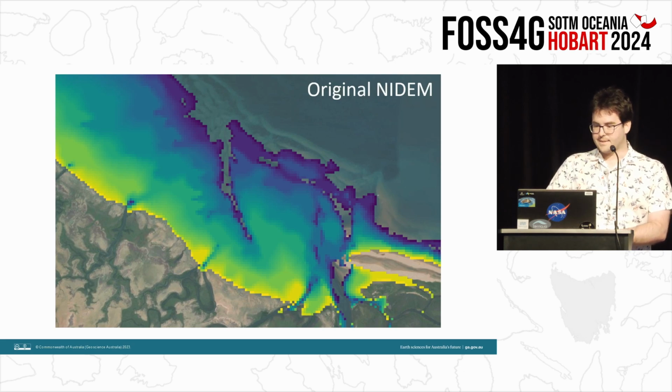So this is what our original data set looked like. This was the NIDEM data set we published in 2019. So it still captures the general shape of the coastline. You can see the yellow pixels are high elevation near the coastline, blue pixels are deeper. But it's quite blurred and smooth, and you can see some of the 25-meter pixel boundaries in there. So it's doing an okay job at capturing the rough shape, but not the detail.